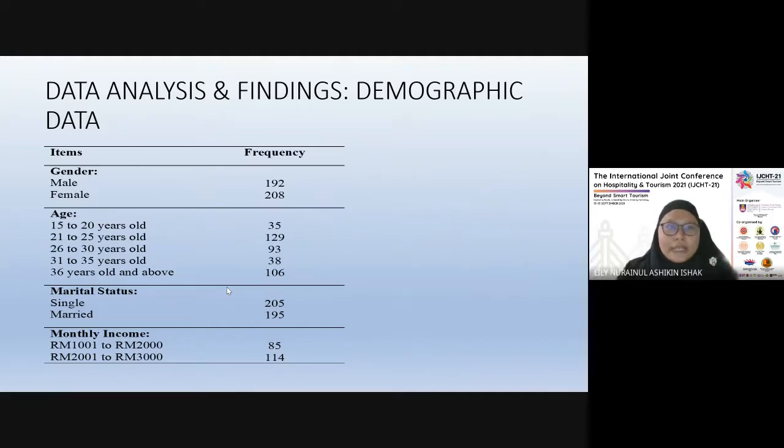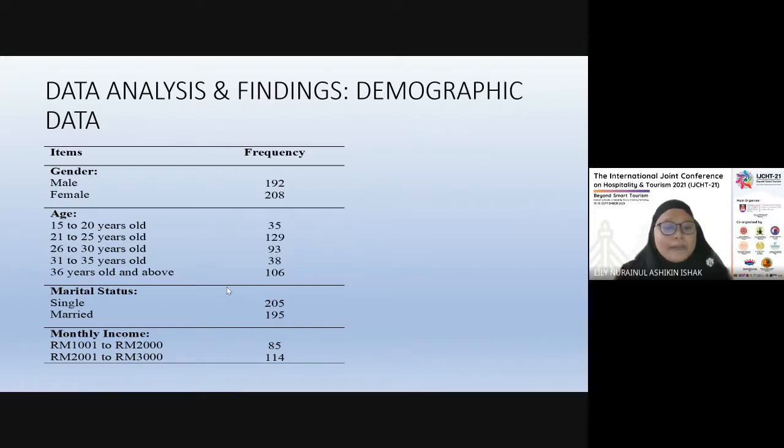This is our data analysis and findings. This is the demographic data. For demographic data, most of our respondents were female, which is 208 individuals in number and 52% in rate. The remainder of the respondents are male, with 182 individuals in number, which makes up 48% of males.